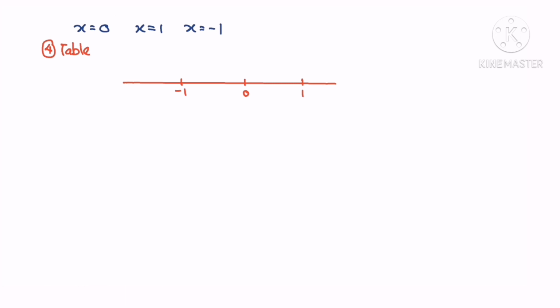Here we have 4 intervals. Number 1, negative infinity until negative 1, where negative 1 is not included. Next, negative 1 until 0, where negative 1 and 0 are not included. The third interval will be 0 until 1, where 0 and 1 are not included. Finally, we have 1 until infinity.